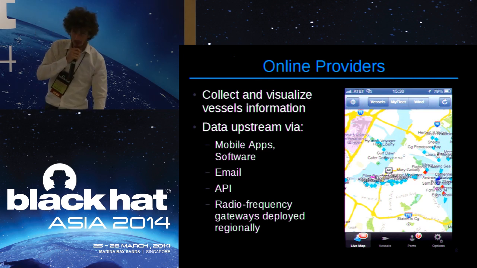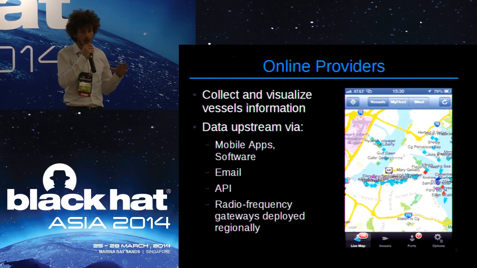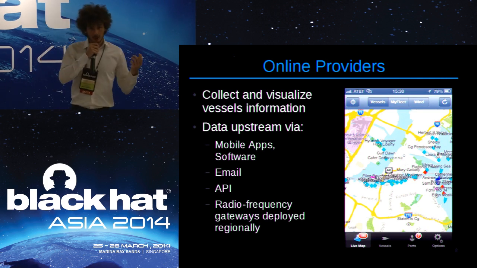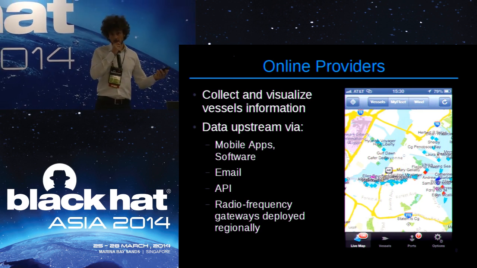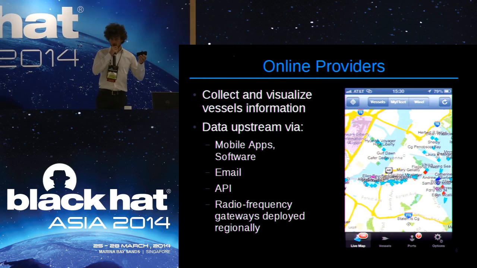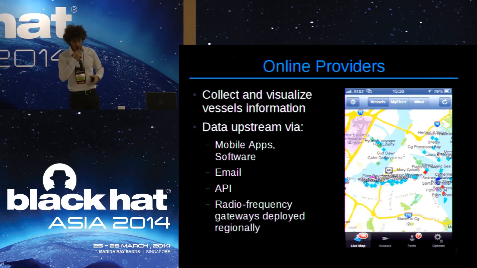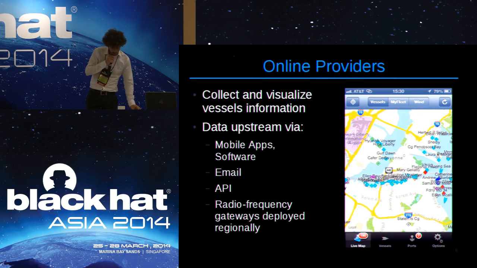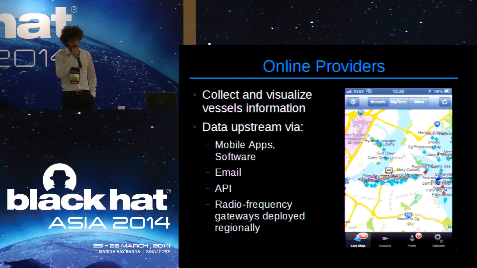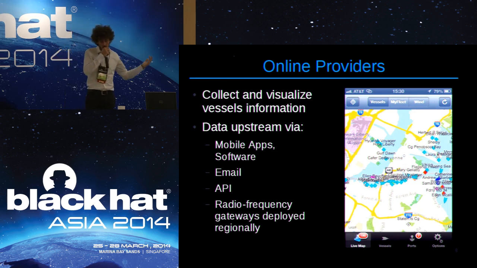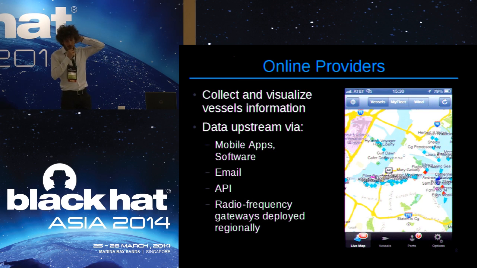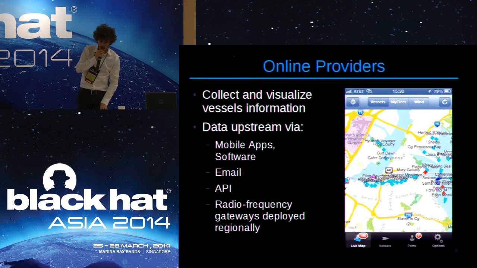So how is the data collected by these online AIS providers? There are different ways of upstreaming the data to the provider. One way is to use a mobile app. If you have your ship and you want to upstream data, to communicate the position of your ship, you can use a mobile app if you have 3G connectivity. You can use some software. You can use emails, so you can regularly send, for example, an email to the online provider and they will process it. There are different APIs to do it. But the most used way for providers to collect AIS information is by using a gateway.